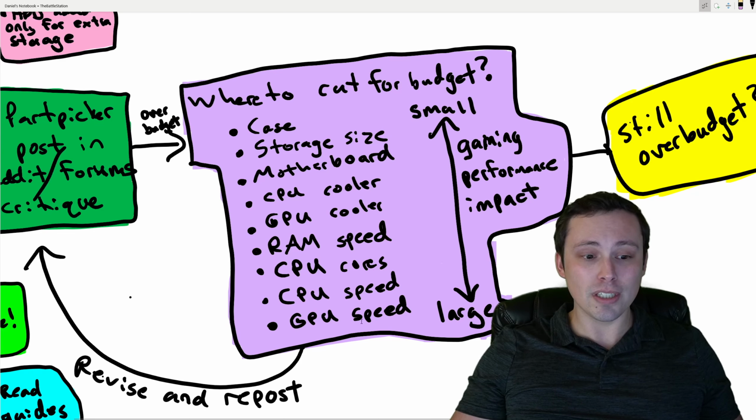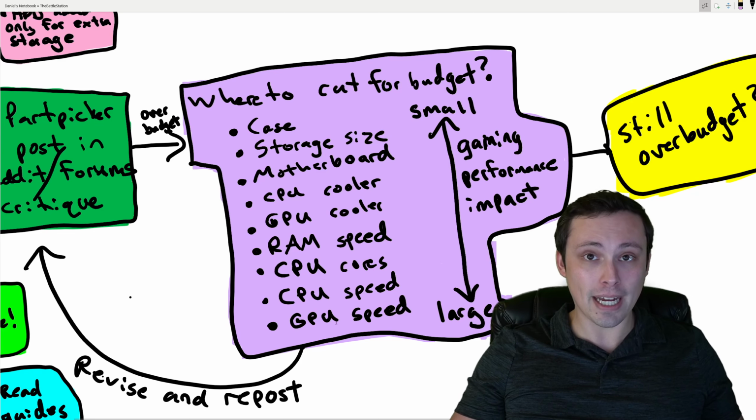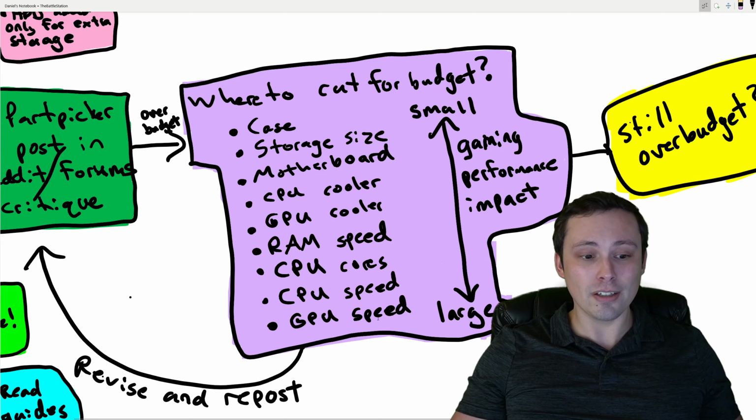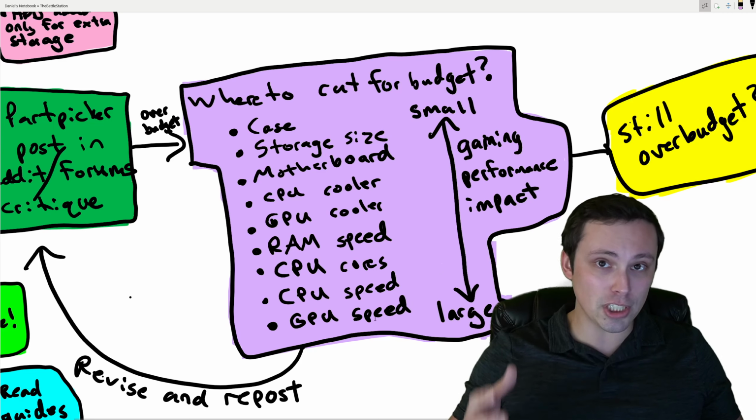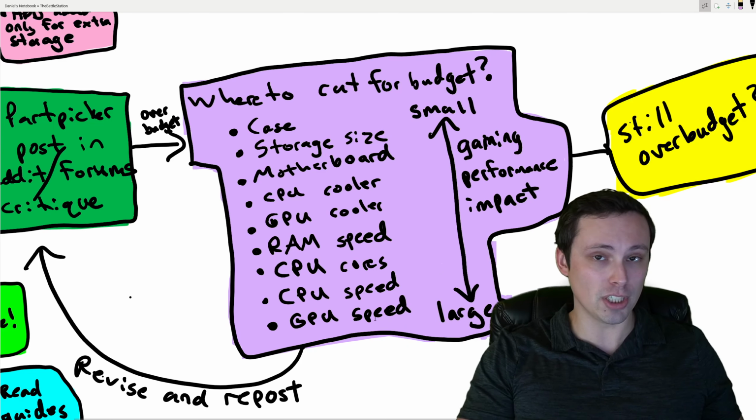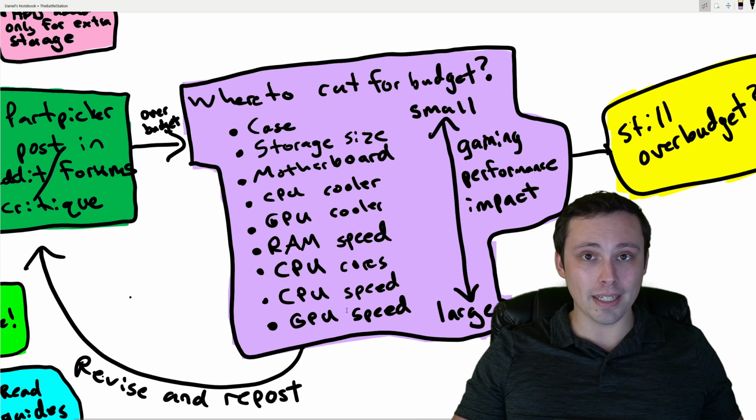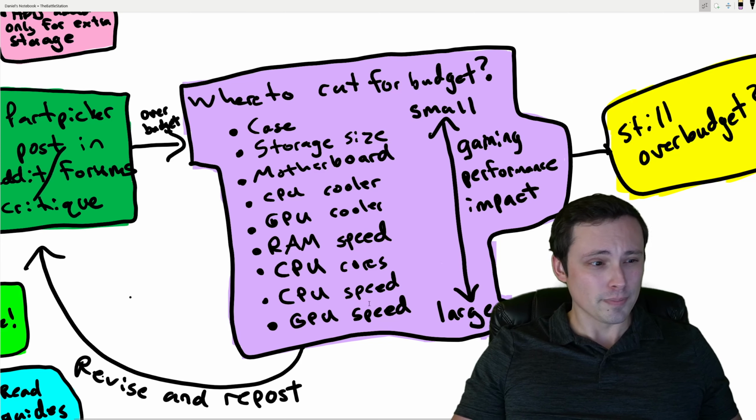Which now brings us to the GPU. This is going to have the biggest impact on your gaming, so cutting your GPU down to a slower GPU, actually a worse model of GPU, is going to be by far the biggest impact on your build.